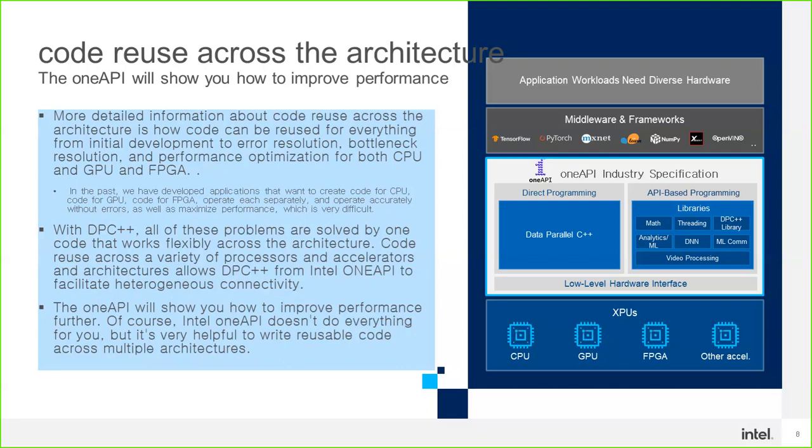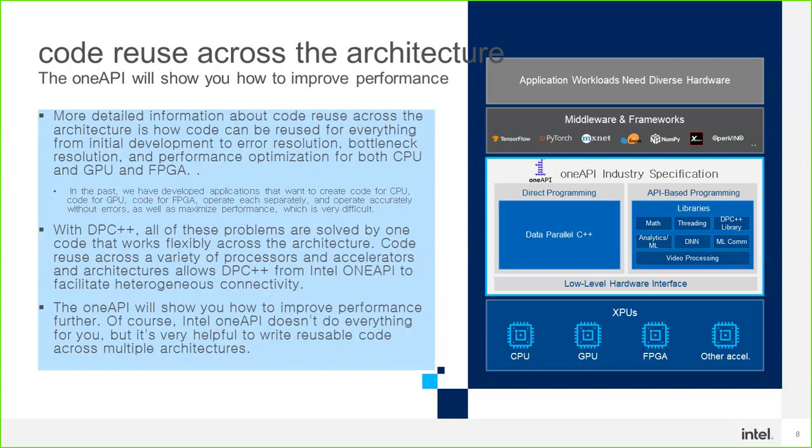It is difficult to trace code that runs asynchronously in parallel across multiple devices from the execution point of view. It's actually harder to optimize performance for a supercomputer or a cluster that connects multiple computers, because sometimes it works well on one accelerator but works slowly on another processor. Among the various analytical tools that can help ensure code reuse across the architecture are tracing analyzers and collectors at runtime, allowing you to trace multiple program-driven processes at the same time. This will show you how to improve performance further. Of course, Intel oneAPI doesn't do everything for you, but it's very helpful to write reusable code across multiple architectures.